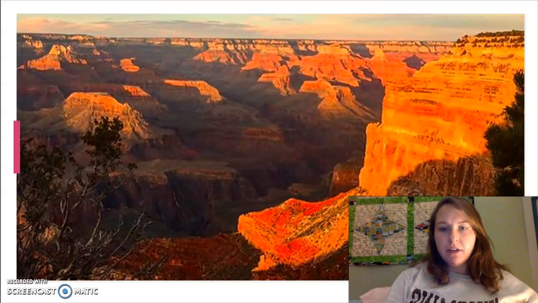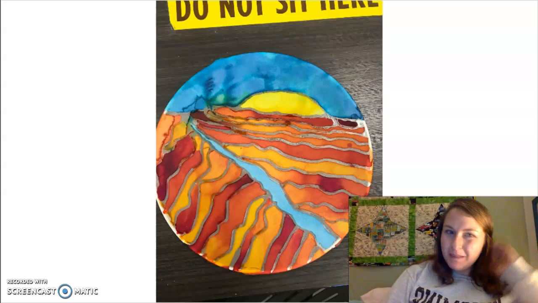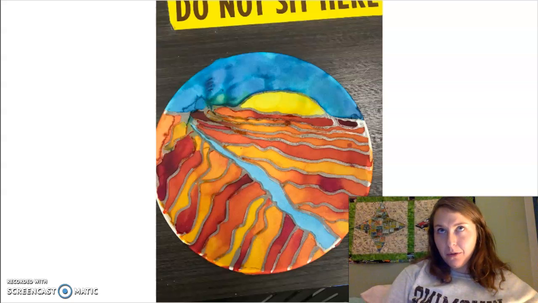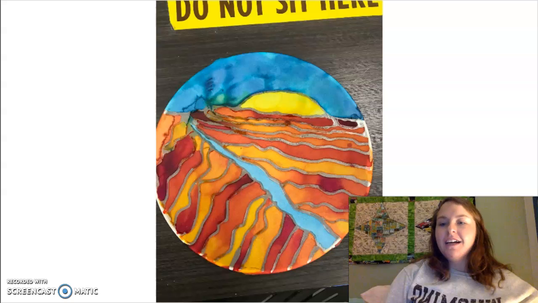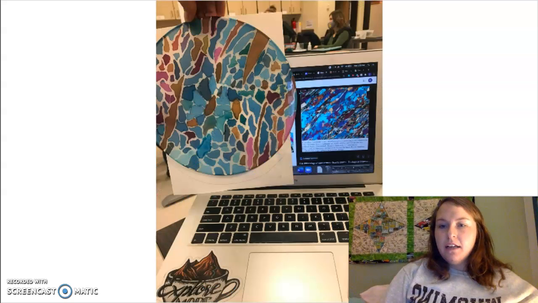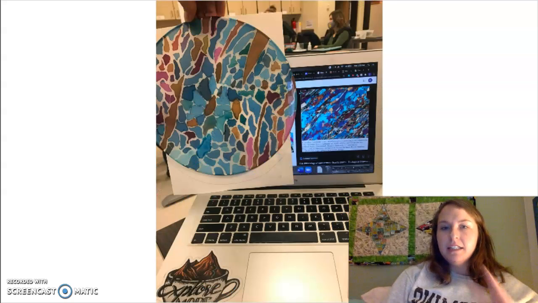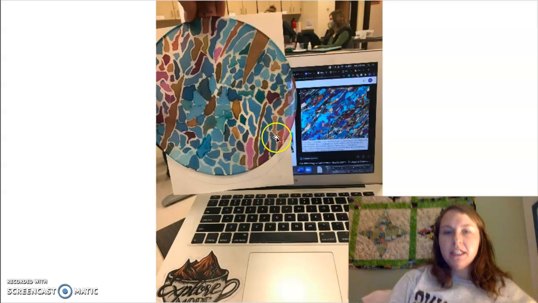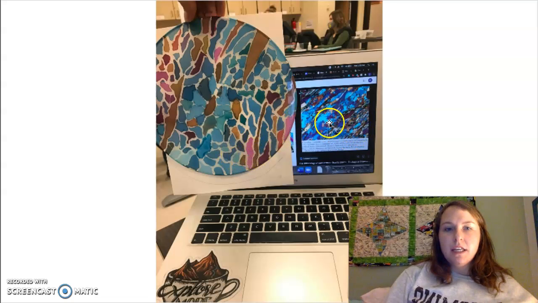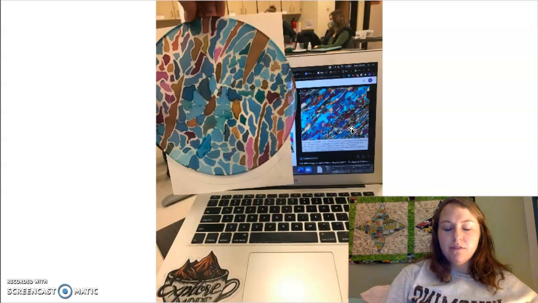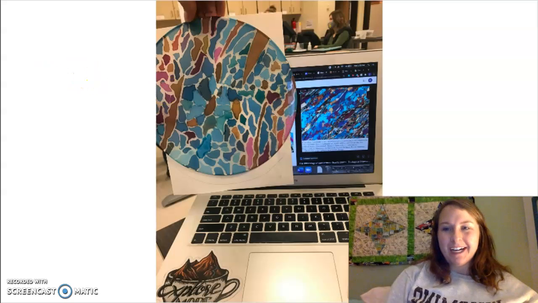So here's a picture of the Grand Canyon, which I took a little while ago, which inspired this batik, my macro batik. And then I took that idea and jumped off of it. And this here you can see on the left is my batik, and then on the right is the image that I based it off of, which is the mica schist from the Precambrian basement rock of the Grand Canyon.